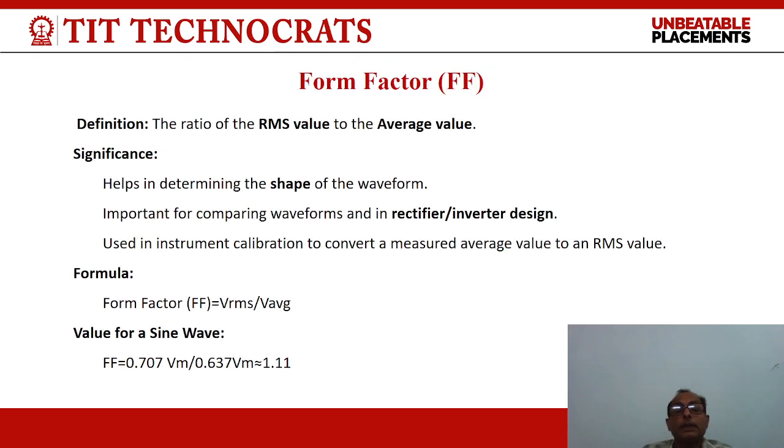Form factor. It is defined as the ratio of RMS value to average value. So, RMS value for AC voltage will be equal to 0.707 multiplied by maximum value and average value will be equal to 0.637 multiplied by maximum value. So, it will come out to be 1.11. If we see the significance of form factor, it helps in determining the shape of the waveform, important for comparing waveforms and in rectifier inverter design, used in instrument calibration to convert a measured average value to an RMS value.